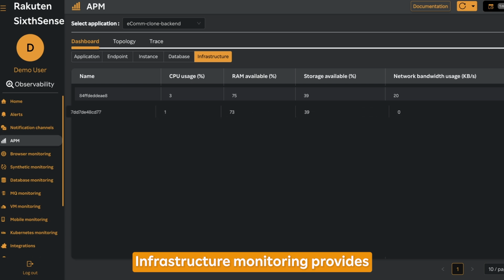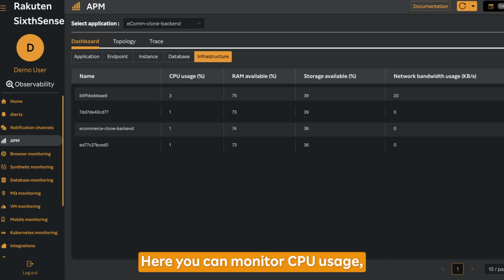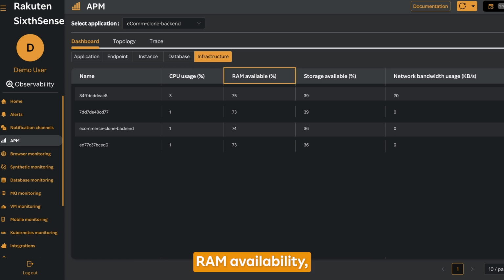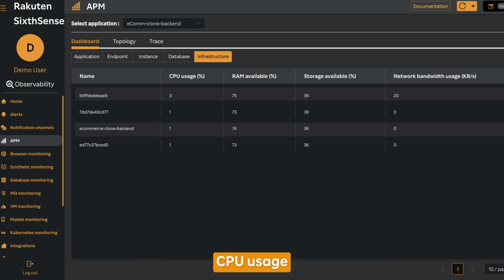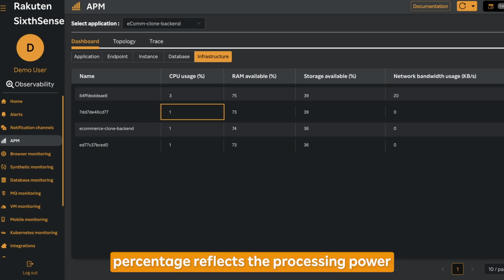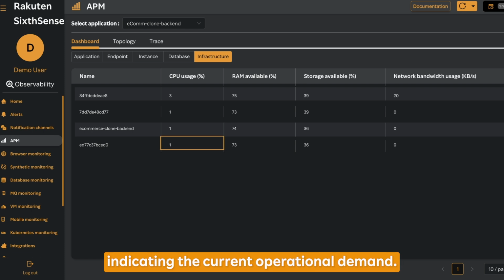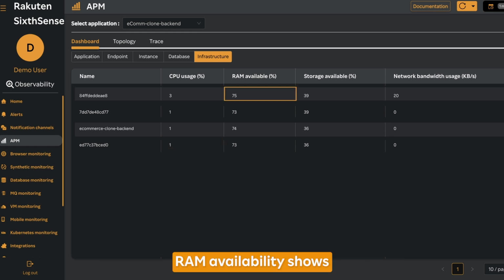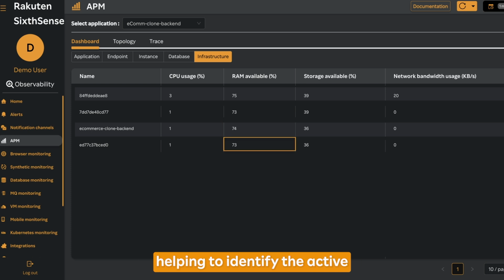Infrastructure monitoring provides a holistic view of the hardware and network resources your application relies on. Here, you can monitor CPU usage, RAM availability, storage available, and network bandwidth. CPU usage percentage reflects the processing power used by each server, indicating the current operational demand. RAM availability shows how much memory is being utilized, helping to identify the active use of memory resources.